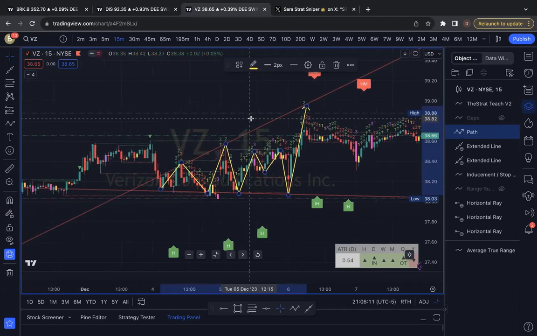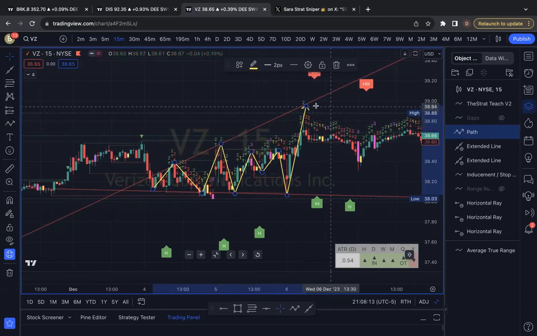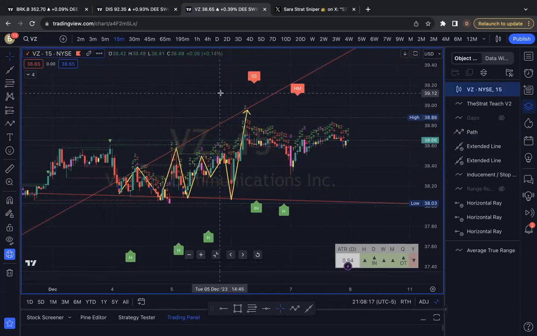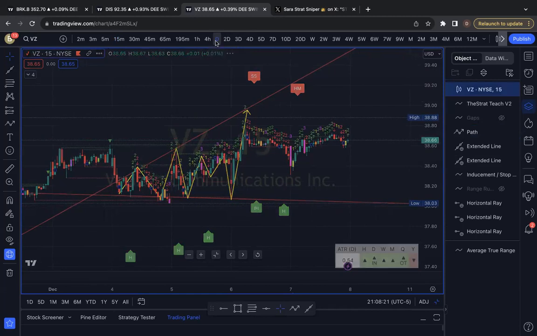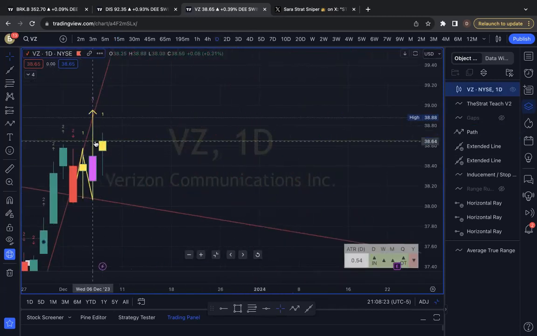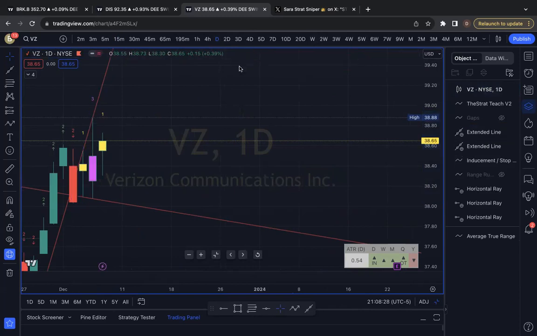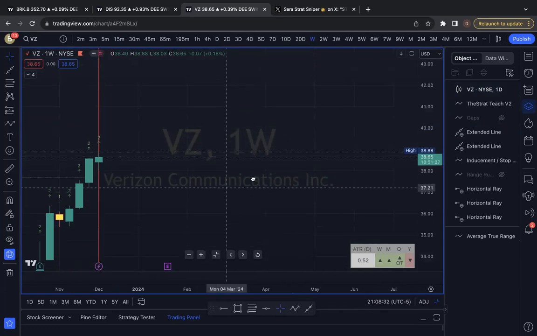And this will play out on a daily time frame. This can play out on a weekly time frame. It's the same concept. We're just looking at it on a smaller time frame. So these scenarios can play out on any time frame. It could be a daily, let me delete this, it could be a weekly. You still have these scenarios.